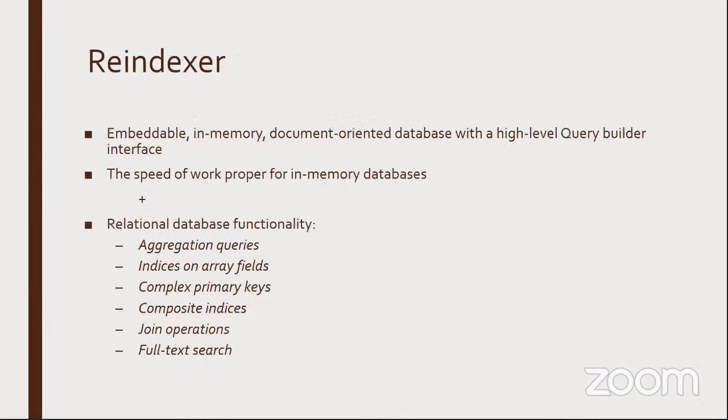So what's next? They think that it's too expensive and think, okay, we try to do something of our own. And it was Reindexer. It's an embedded in-memory, document-oriented database with a high-level query builder. It has the speed of an in-memory database and functionality from a relational database like aggregation queries, indexes, complex primary keys, composite indexes, join operations, full text search.